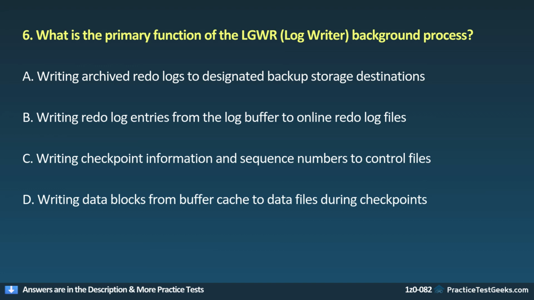6. What is the primary function of the LGWR log writer background process? A. Writing archived redo logs to designated backup storage destinations. B. Writing redo log entries from the log buffer to online redo log files.